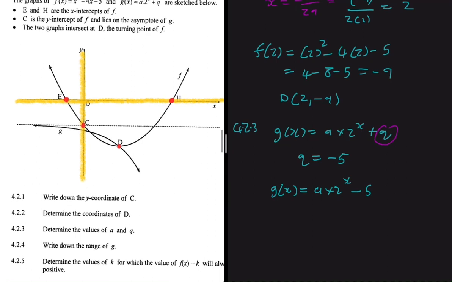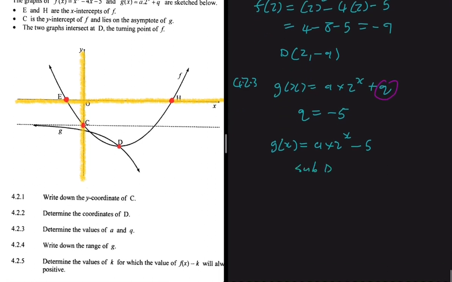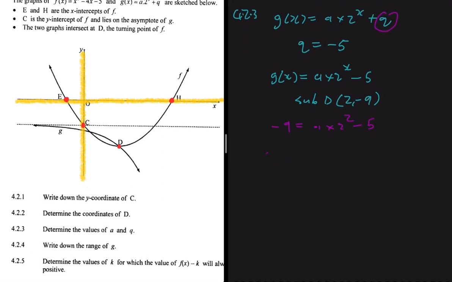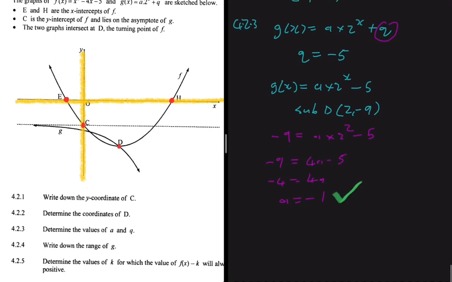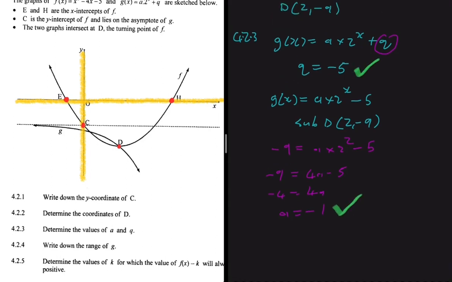Now what we can do here is substitute the coordinates of D so that we can find a, right? D has coordinates 2 and minus 9, and because D lies on both f of x and g of x, we can substitute it in that equation. So we get minus 9 equals a multiplied by 2 to the 2 minus 5. So minus 9 equals 4a minus 5, so minus 4 equals 4a, so a is equal to minus 1. So we have determined the value of a, and we have determined the value of q.